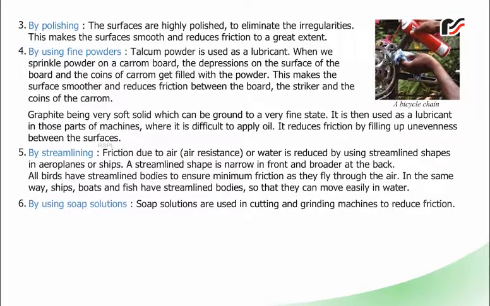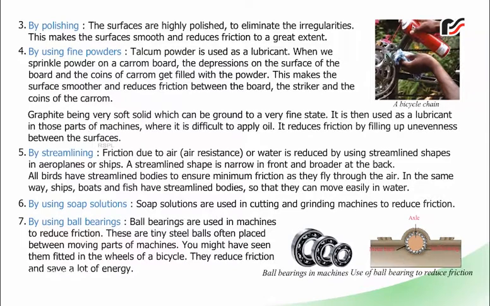6. By using soap solutions. Soap solutions are used in cutting and grinding machines to reduce friction. 7. By using ball bearings. Ball bearings are used in machines to reduce friction. These are tiny steel balls often placed between moving parts of machines. You might have seen them fitted in the wheels of a bicycle. They reduce friction and save a lot of energy.